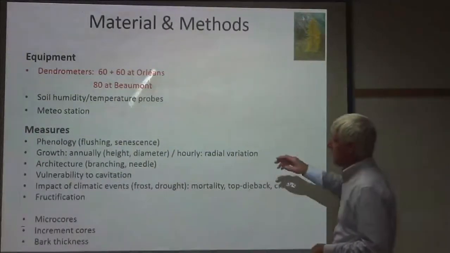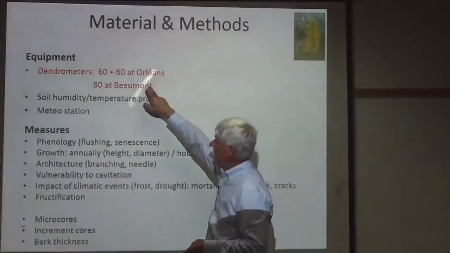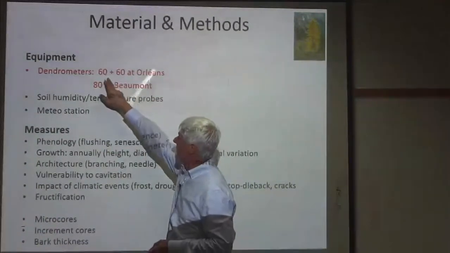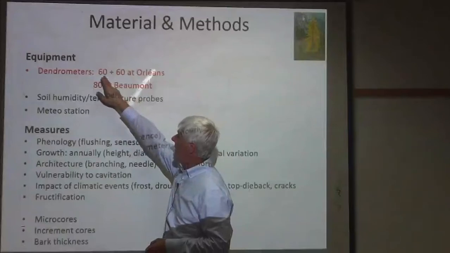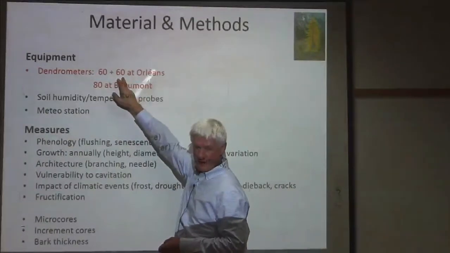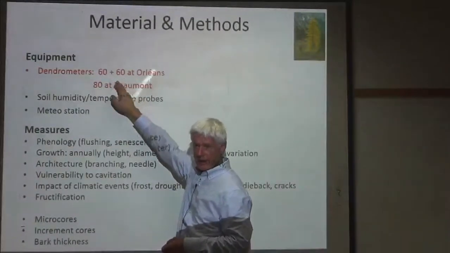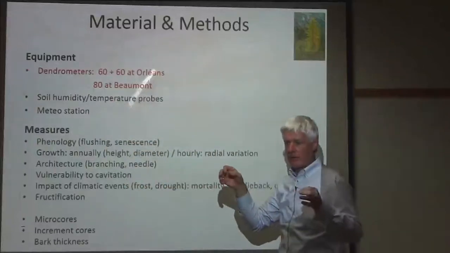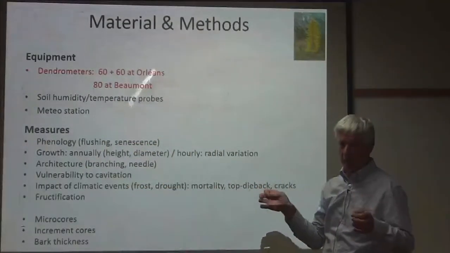So to monitor these trees, we established 60 dendrometers on the irrigated and 60 on the non-irrigated sites, exactly on the same clones in both sites.